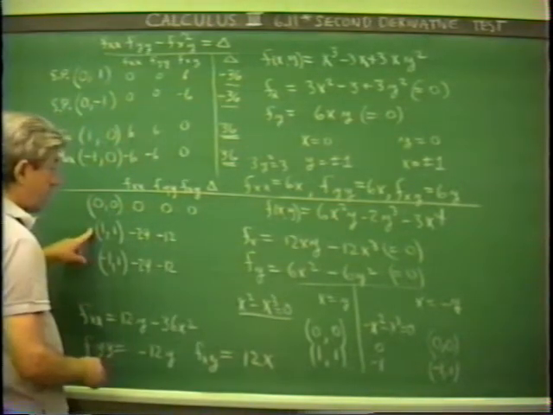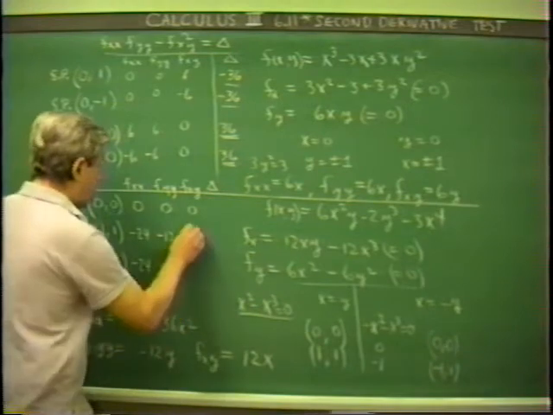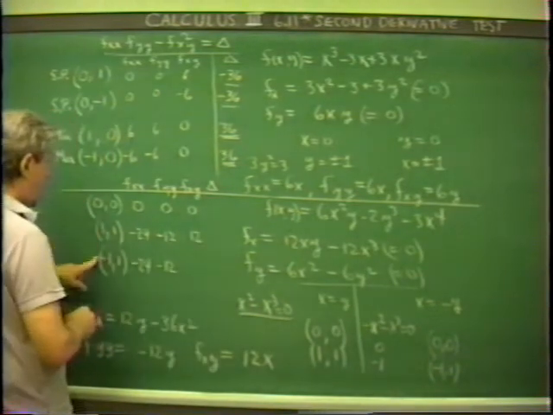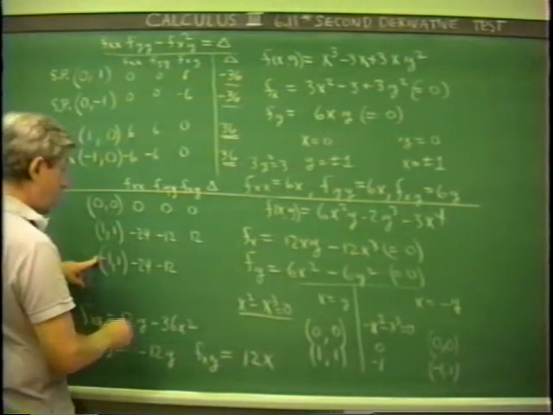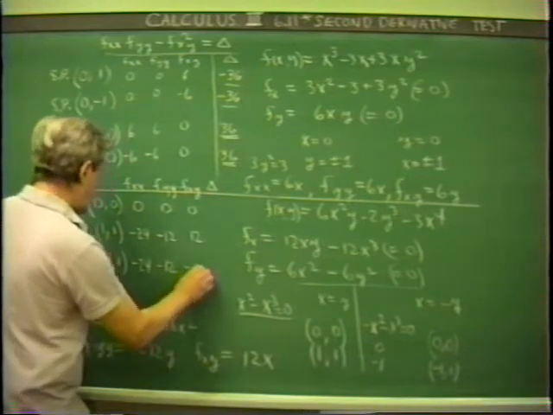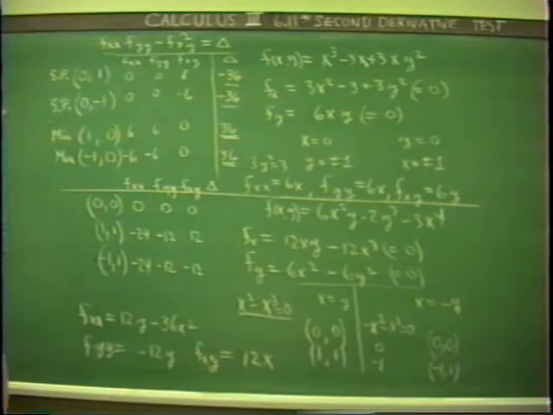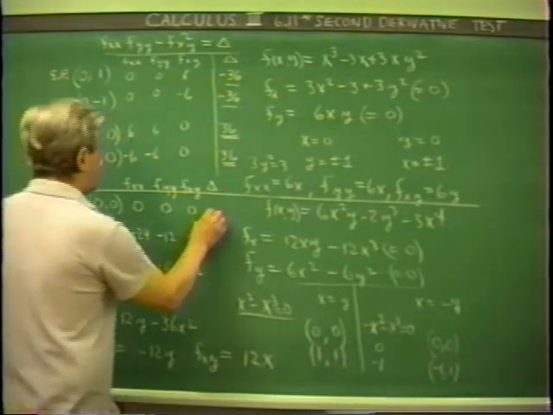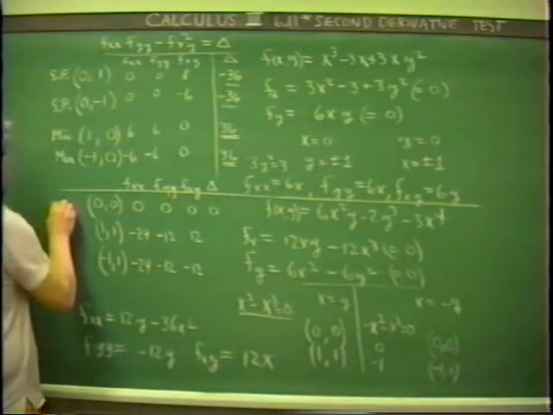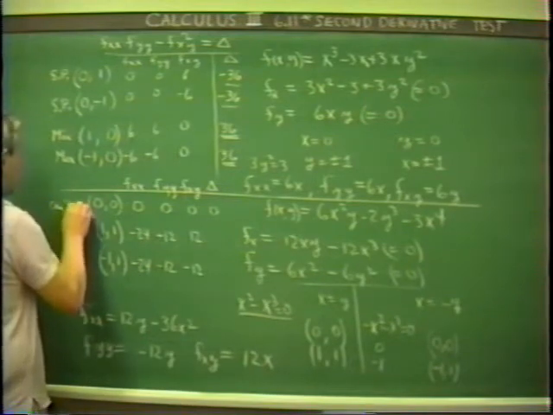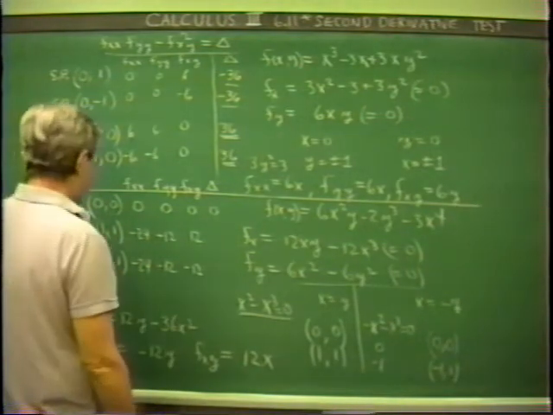minus 12. Right? Partial with respect to x and then with respect to y. Here's going to be 0. Right? This here is going to be 12. And here this is going to be minus 12. Right? The x value times 12. Okay, so now how about delta?